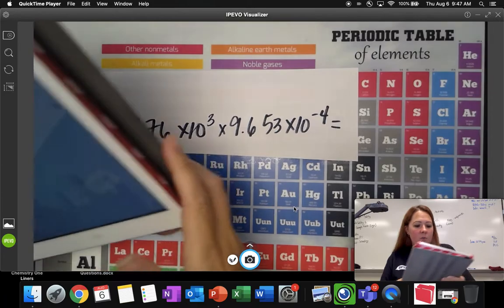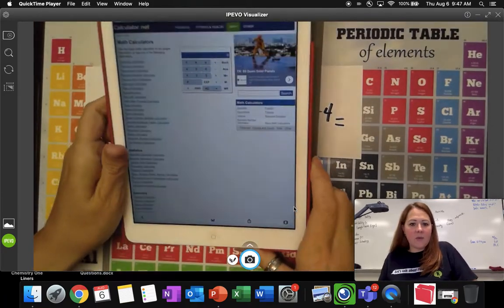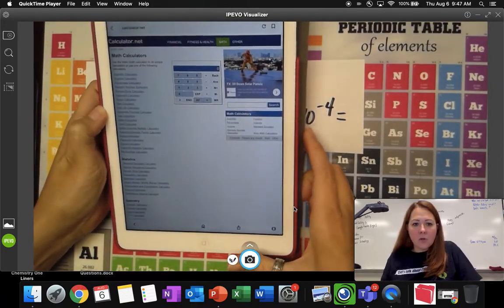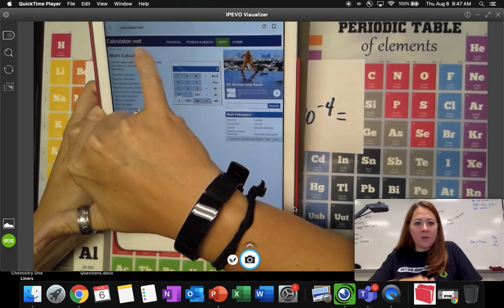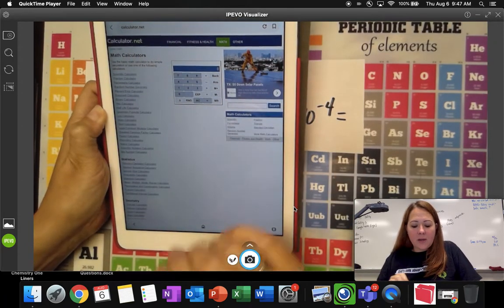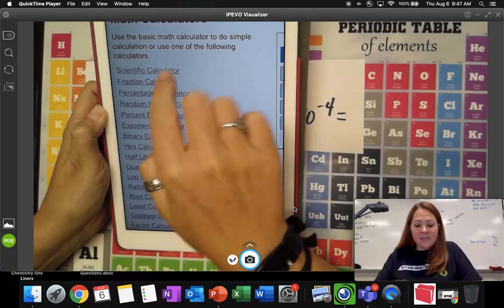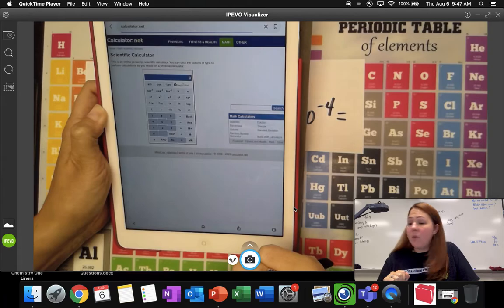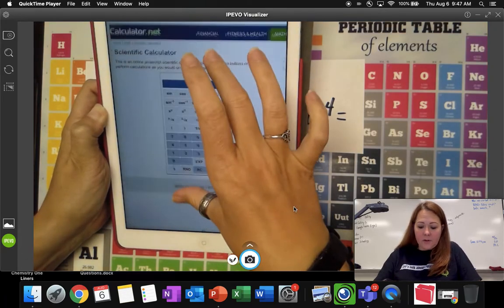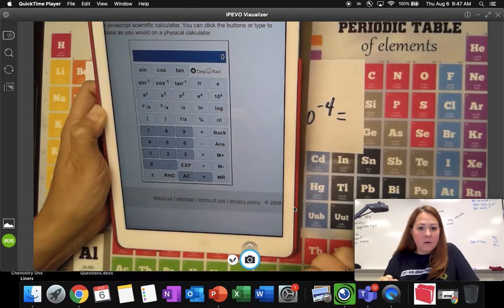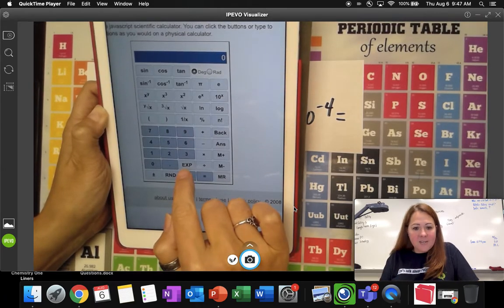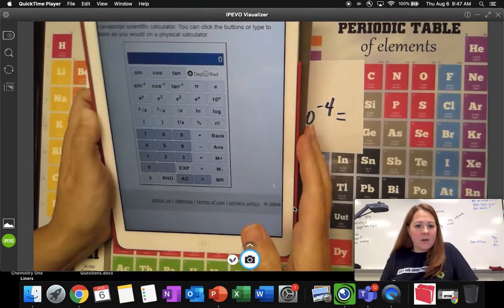Now, if you're sitting at home and you don't have access to a scientific calculator, you could go to a website called calculator.net. When you go to calculator.net, let me see if I can make this any bigger here, it does say scientific calculator. When you click on scientific calculator, it does bring up a calculator here. The button that we're looking for is EXP for exponent, and I'll show you how to use that in a second.